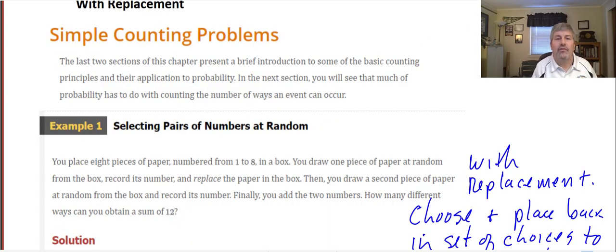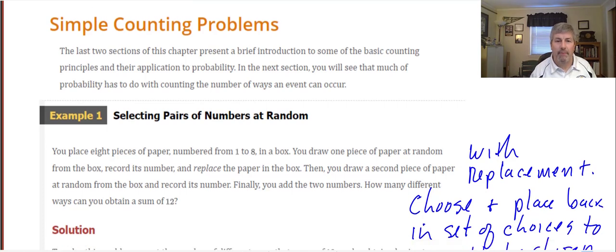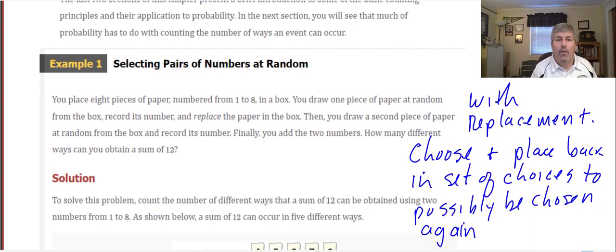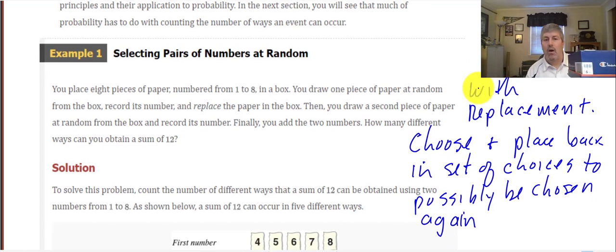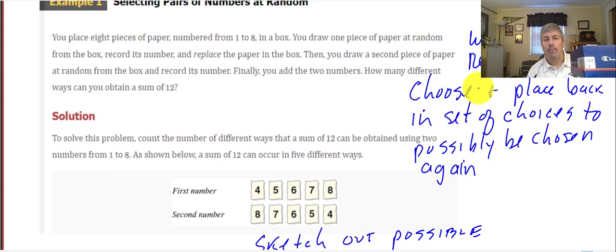The last two sections of this chapter will present a brief introduction to some of the basic counting principles and their application to probability. In this example, we are going to look at selecting pairs of numbers at random, but we're going to look at them with replacement. Consider this box, with 8 cards numbered ace or 1 through 8. I'll reach into the box. I want to choose numbers that add to the sum of 12.